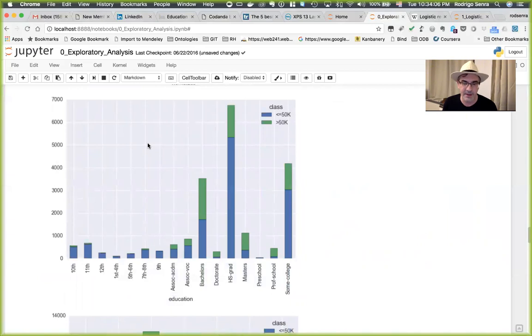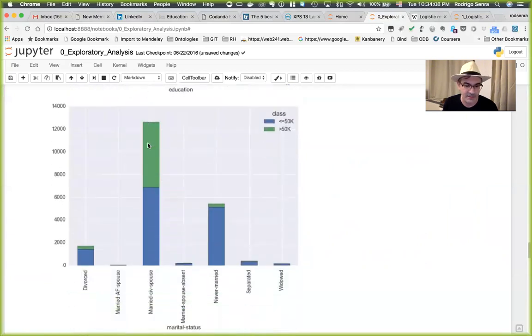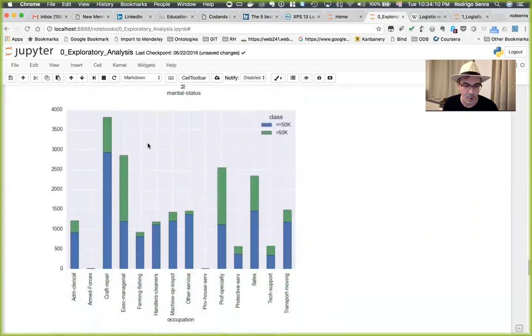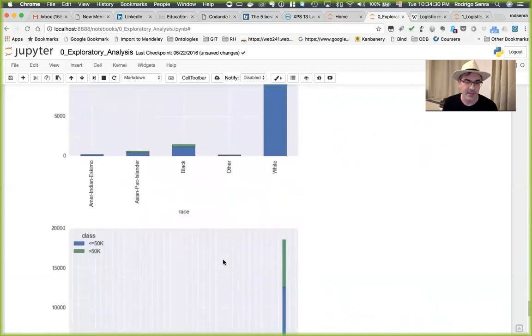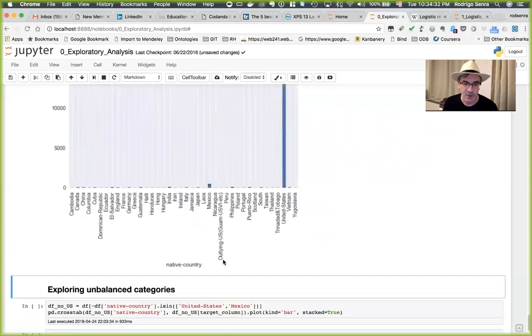There are some that are more obvious than others. For example, occupation. If you're working in a craft repair occupation, it's more likely that you have a low income than a higher income. But if you have some specialization, it's more likely that you have a higher income than a lower income. And education, and so on, or country.